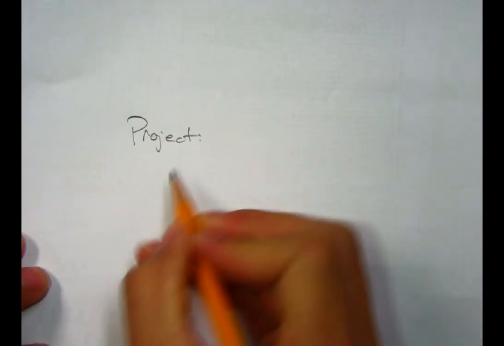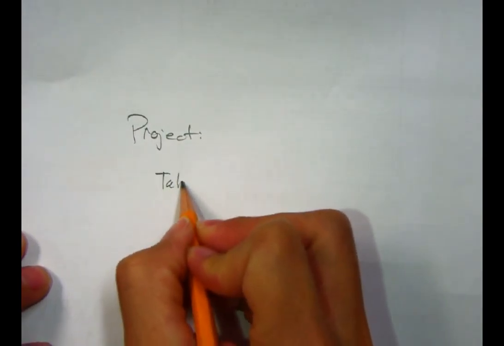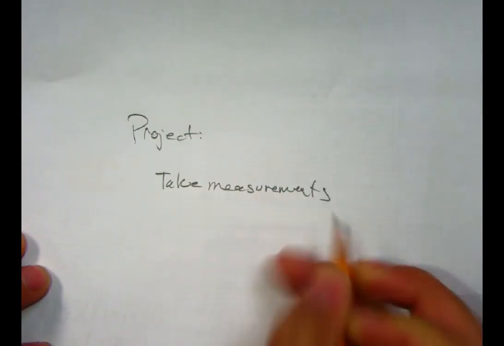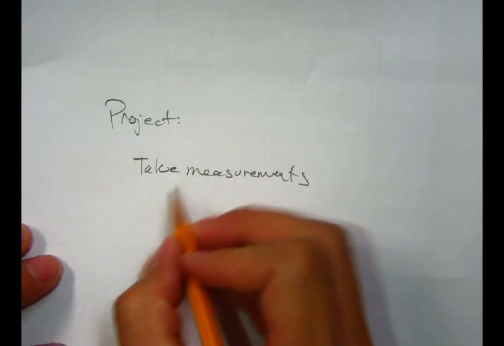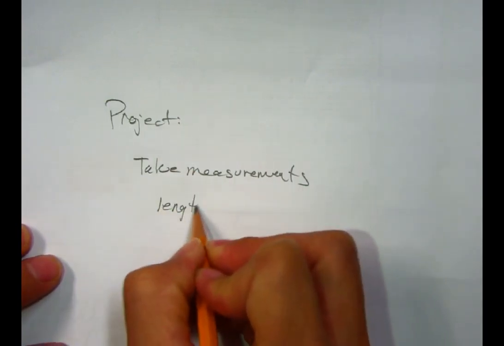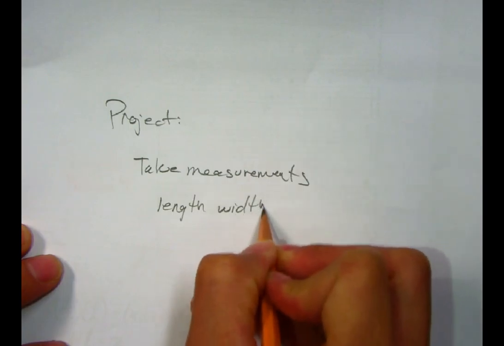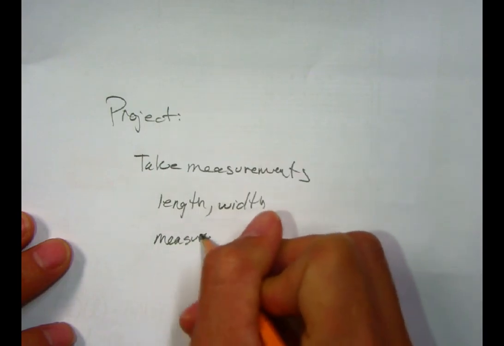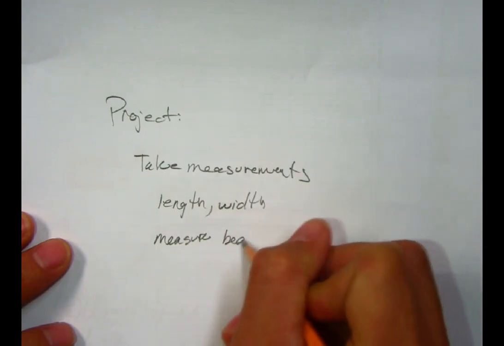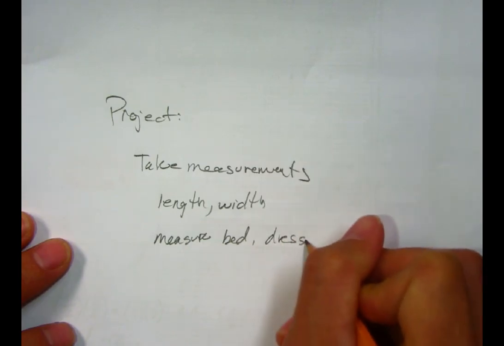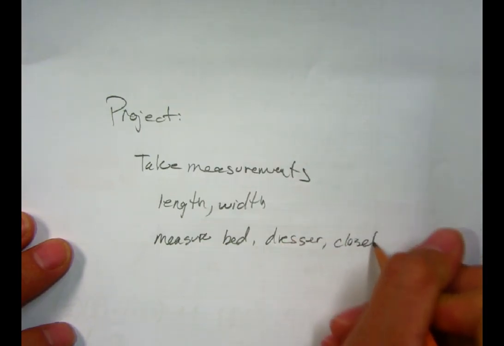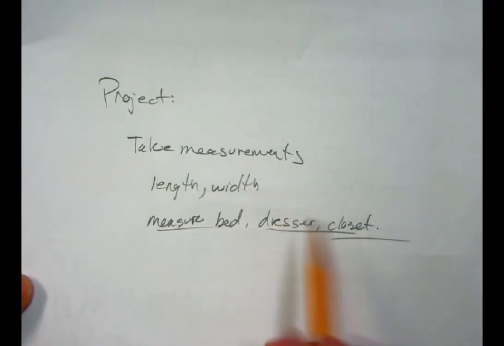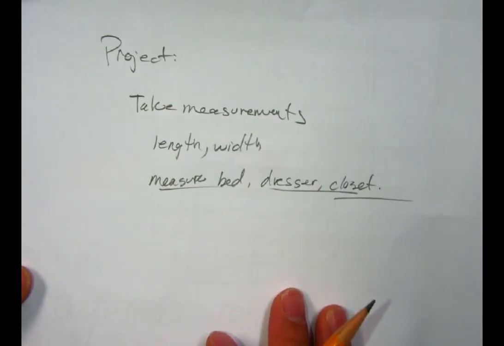Your project is to go home and take measurements, okay? Take measurements of your bedroom. Ask your folks for a ruler or a tape measure and find out the length and the width of your bedroom. And I'll give you extra points if you go and measure the furniture in your room. You know, measure your bed, maybe you have a dresser, maybe you want to measure your closet, just whatever else you want to measure, make those measurements because I'll be asking you to make a scale model of your bedroom in the next couple of days.